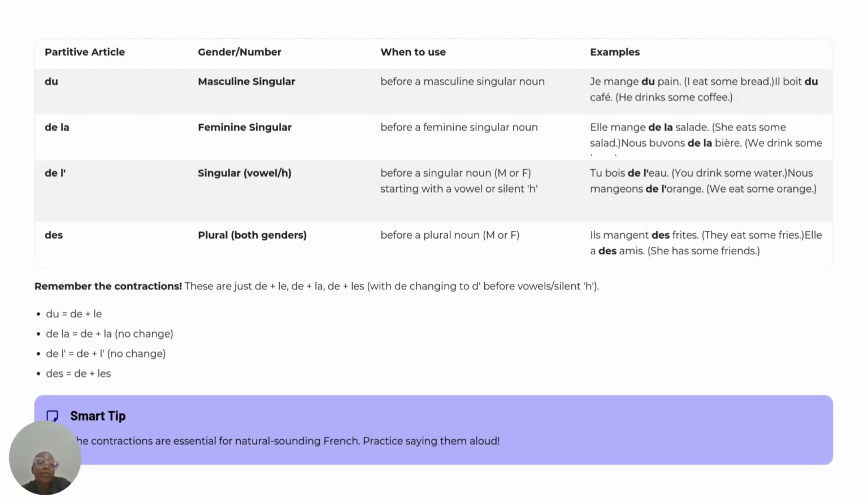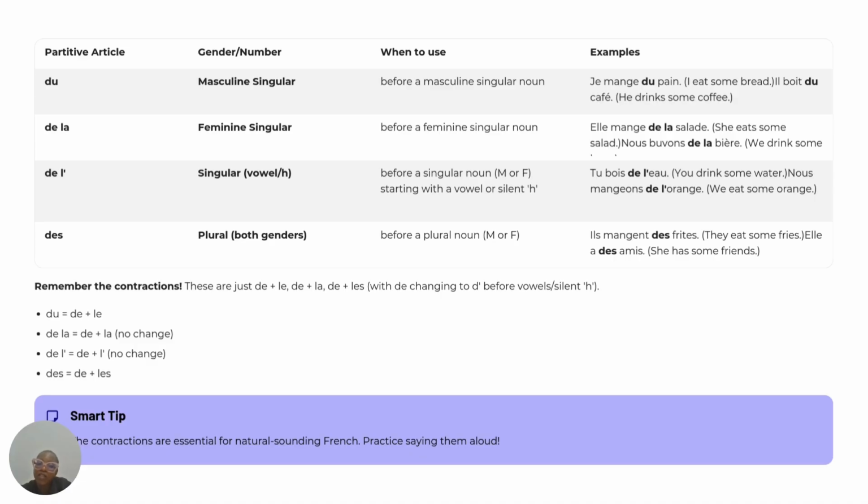Then we have de with L apostrophe. So it's like the. That one is before a singular noun, either masculine or feminine, but the noun has to start with a vowel or a silent H. So we have tu bois de l'eau, ou bien you say nous mangeons de l'orange. Tu bois de l'eau means you drink some water. Then nous mangeons de l'orange means we eat some orange.